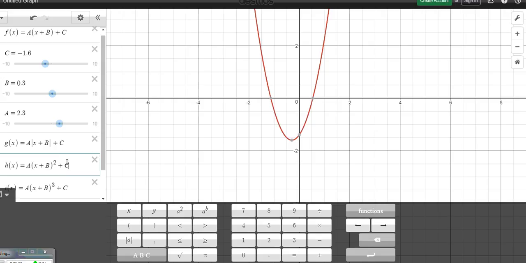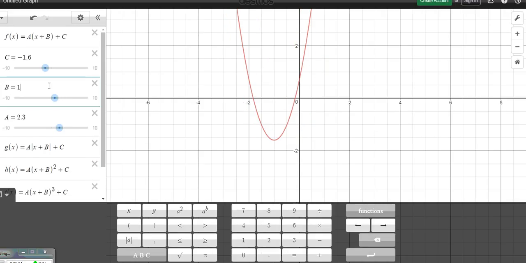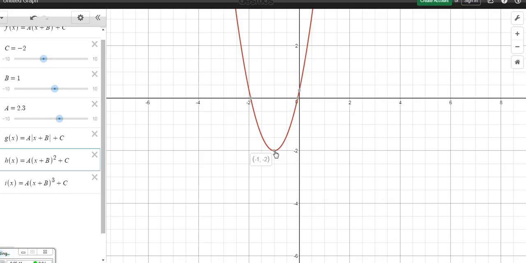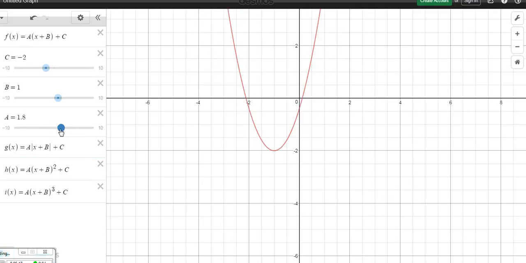It's minus h plus k, or in our case we said plus b and plus c. So it'll be the opposite of b. If I set b to 1 and c to negative 2, then I should be at negative 1, negative 2 for my vertex. There it is, negative 1, negative 2. And again, that a value is what's going to narrow or widen the graph. All of this playing around, all of these manipulations of our values, these are transformations.